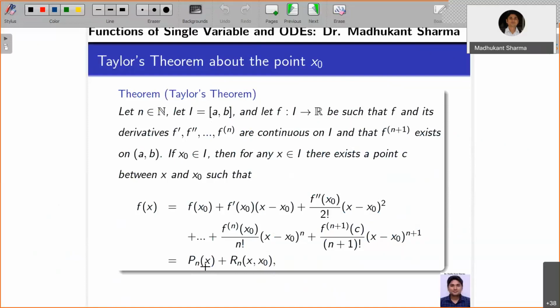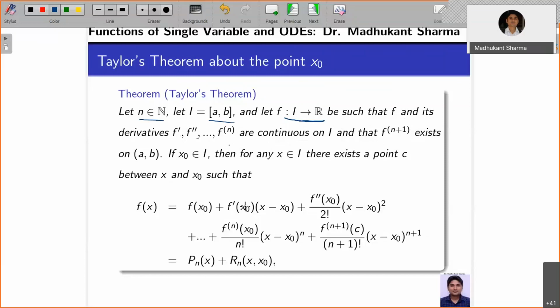Okay, right. So let me state this, because this is a very standard result, so I don't think there is any problem in delivering this Taylor's theorem. Let n be a natural number, let I be a closed interval, and suppose f is continuously differentiable n times, meaning f up to the first derivative, second derivative, nth derivative, all exist and are continuous. Also assume that the (n+1)th derivative exists on (a, b). Then you can expand this f in terms of this.